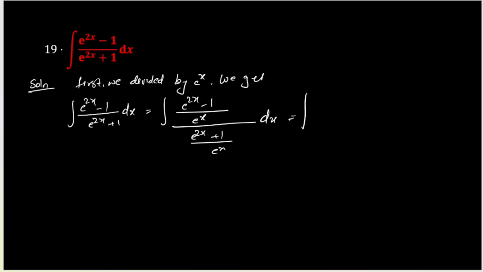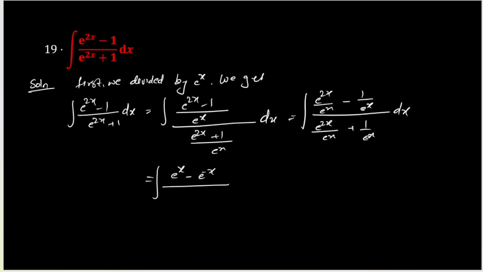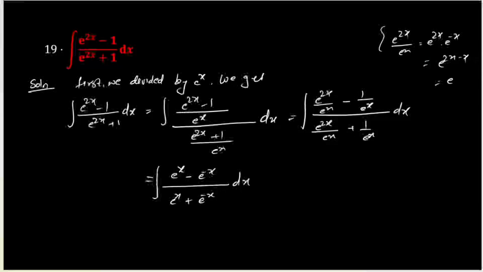Separating the terms in brackets, e power 2x by e power x minus 1 by e power x over e power 2x by e power x plus 1 by e power x dx, and then this is written as, with 2x minus 1 cancelled with this, so e power x minus e power minus x over e power x plus e power minus x dx, since e power 2x by e power x is equal to e power 2x into minus x, so the base is the same, so the power is simplified, 2x minus x is equal to power x.